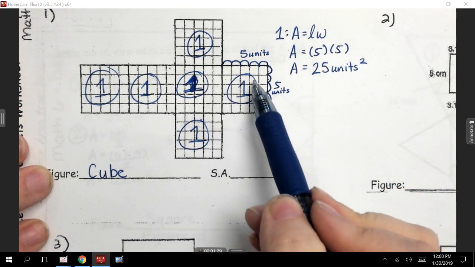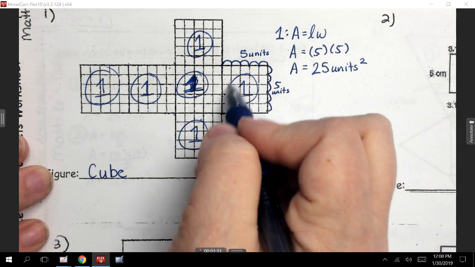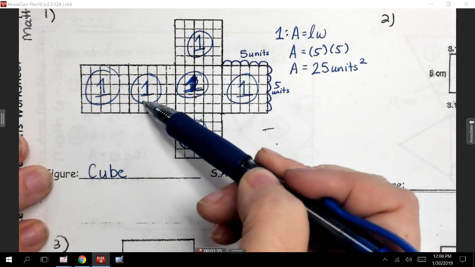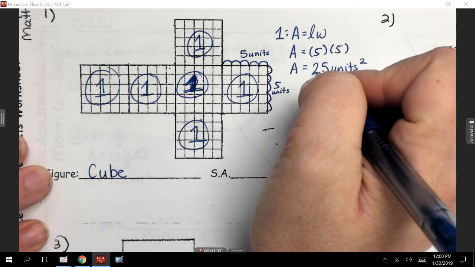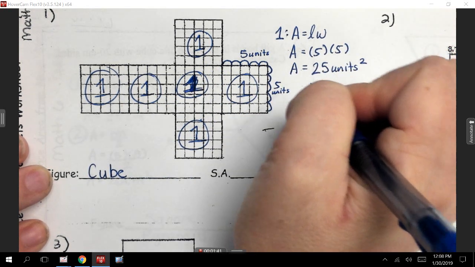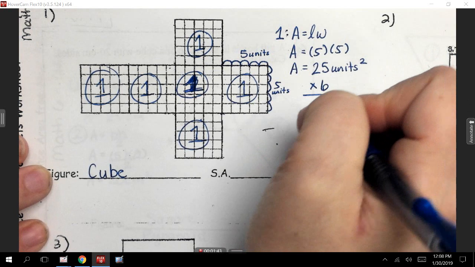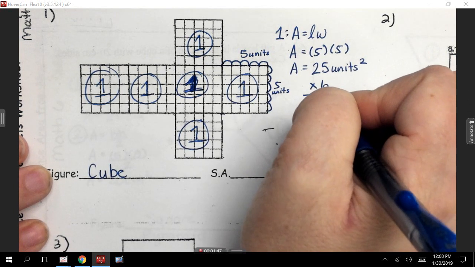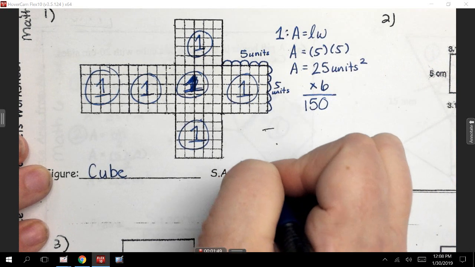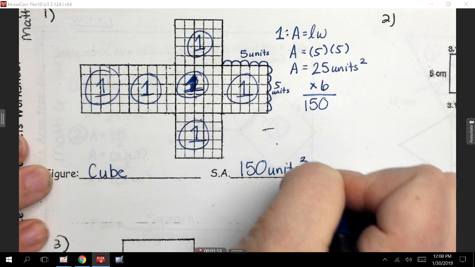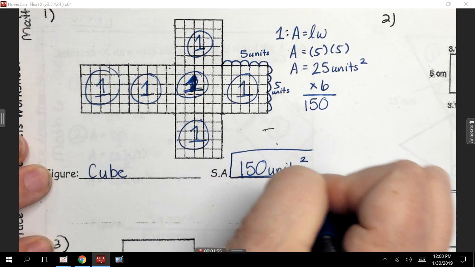So now that I have one of these, so this whole square right here is 25, but I don't have one square. I have 1, 2, 3, 4, 5, 6 squares. So you can do 25 plus 25 and do that 6 times, or I can just do times 6. And 25 times 6 is going to give me 150. So I get 150 units squared. All right, so that's my surface area.